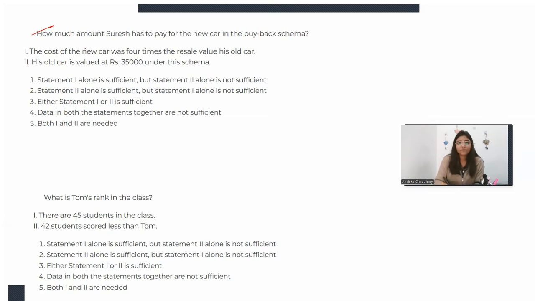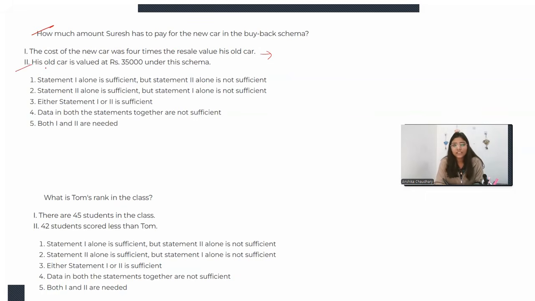For this question, how much amount does Suresh have to pay for the new car in the buyback scheme? This is the first statement: the cost of the new car was four times the resale value of his old car. First we need to check only the first statement, whether it is enough to find the answer. Here we don't have any numerical value so that we can calculate the amount Suresh needs to pay for the new car, right? We just have some theoretical information but no numerical value to find the accurate answer.